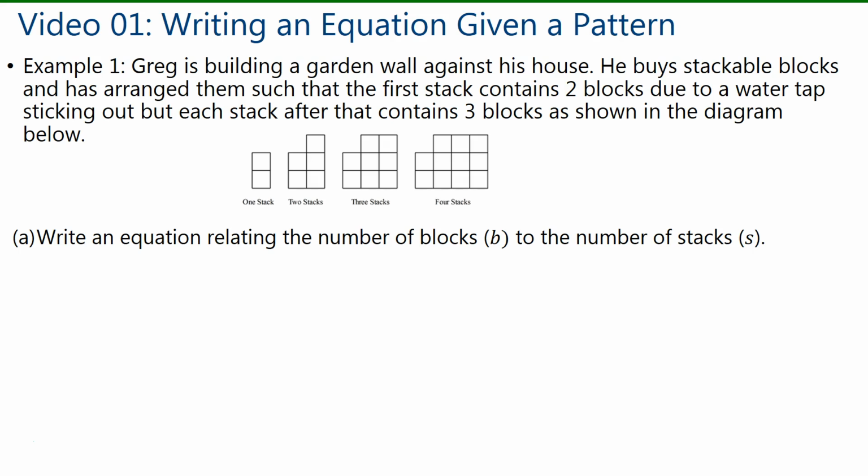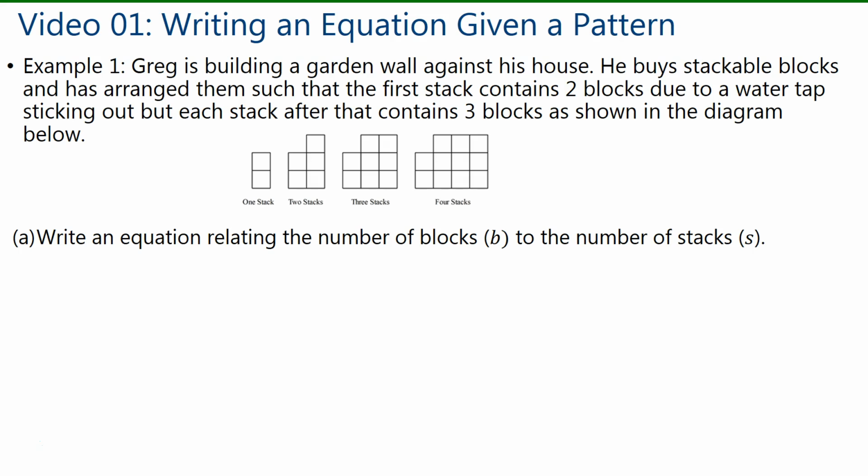Here we have Gregg, who is building a garden wall against his house. He buys stackable blocks and has arranged them such that the first stack only contains 2 blocks due to a water tap sticking out of his house and being in the way, but each stack after that is 3 blocks high, as shown in the diagram. We're asked to write an equation that relates the number of blocks B to the number of stacks S.